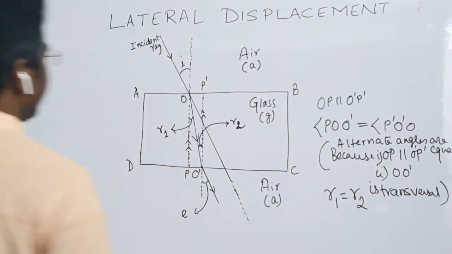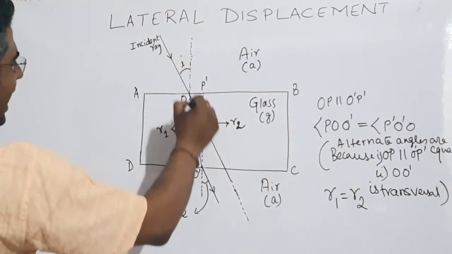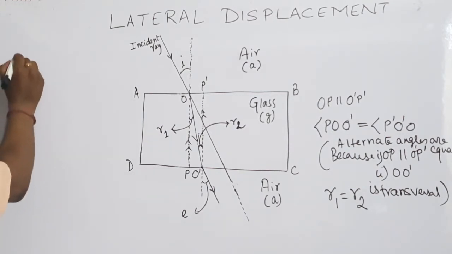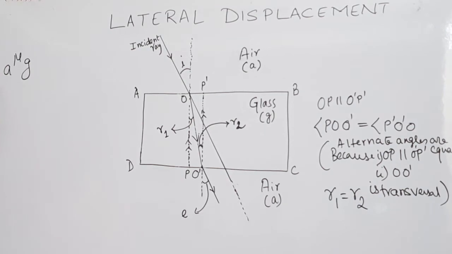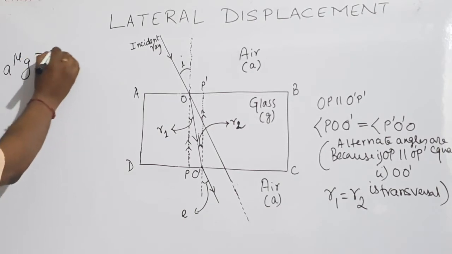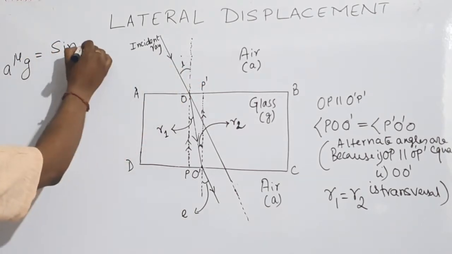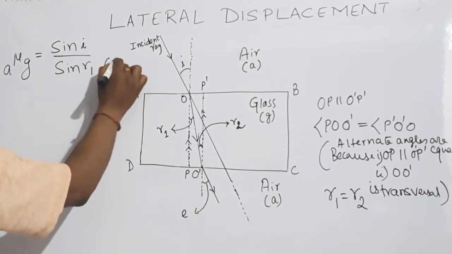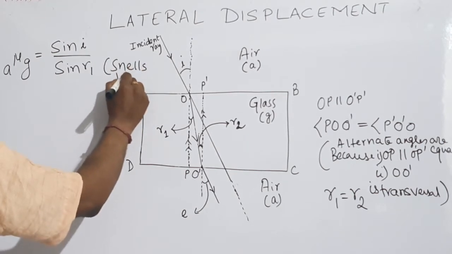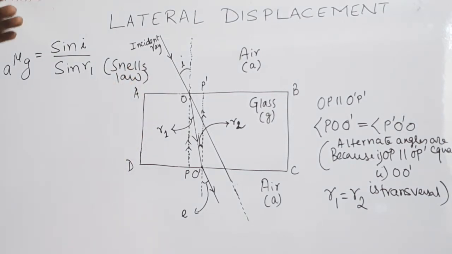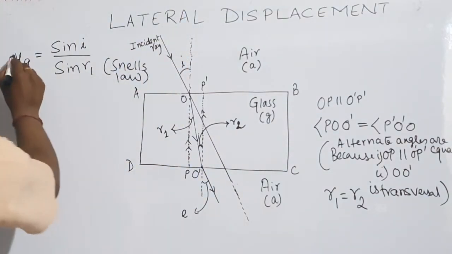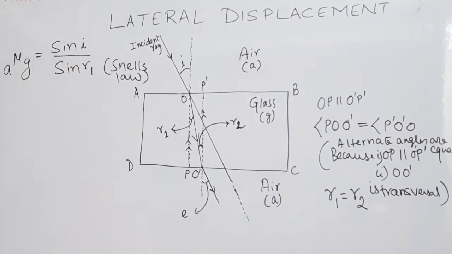And also we will get another relation over here. If you see, this is angle I and this is angle R1. So at this moment, if I want to calculate the refractive index of glass, that is from air to glass, that means A mu G will be sin I by sin R1, Snell's law. Always write in brackets from where you are getting all these things. This is very important. So A mu G is equal to sin I by sin R1.